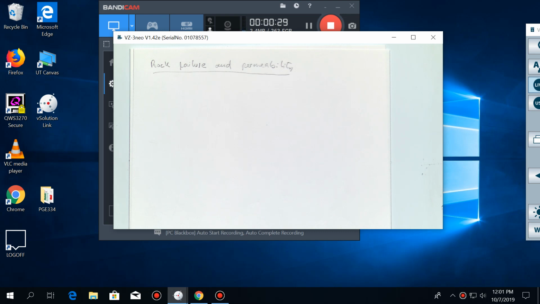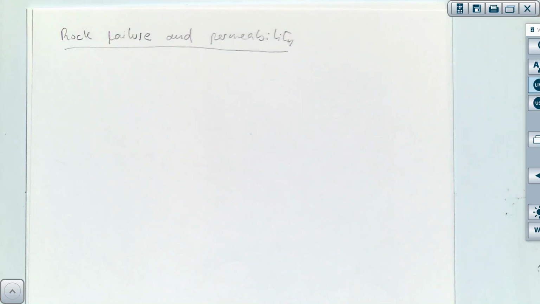Let me tell you something I was forgetting all the time to tell you, but now I wrote it, so I'm not going to forget. And this is the relationship about rock failure and permeability. Why are we interested in learning about rock failure? For a long time, rock failure was mostly limited to understanding drilling and wellbore stability, how you can drill faster, how you can drill wellbores, and so they are stable.